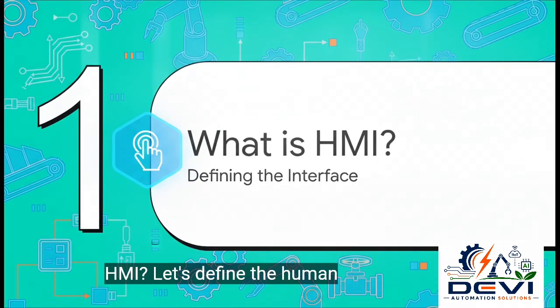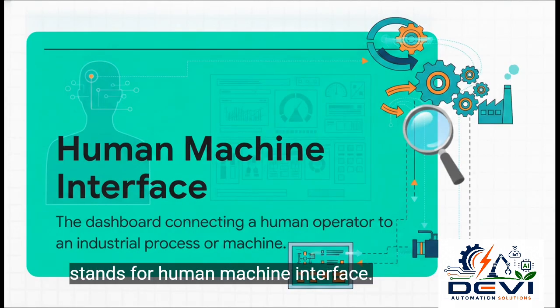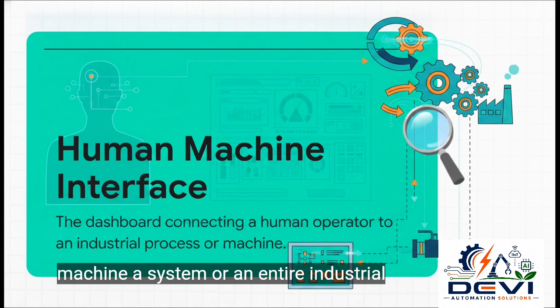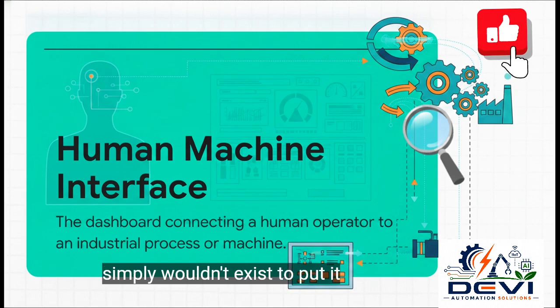Let's define the human-machine interface. So HMI stands for Human-Machine Interface. Basically, it's the interactive user interface, or dashboard, that connects a human operator directly to a machine, a system, or an entire industrial process. You can kind of think of it as the ultimate translator between human intentions and machine actions. Honestly, without this vital digital link, modern industrial automation just simply wouldn't exist.